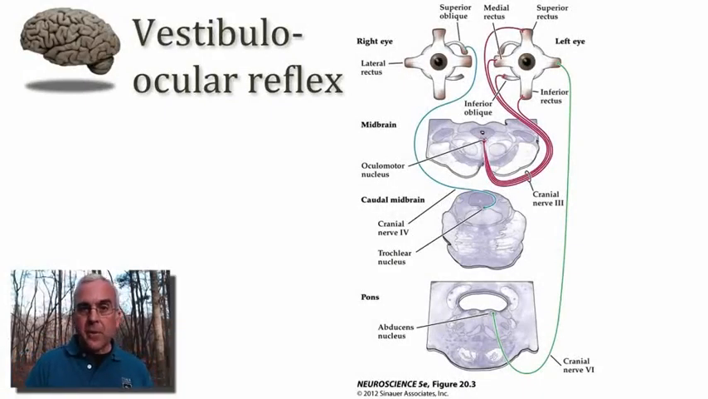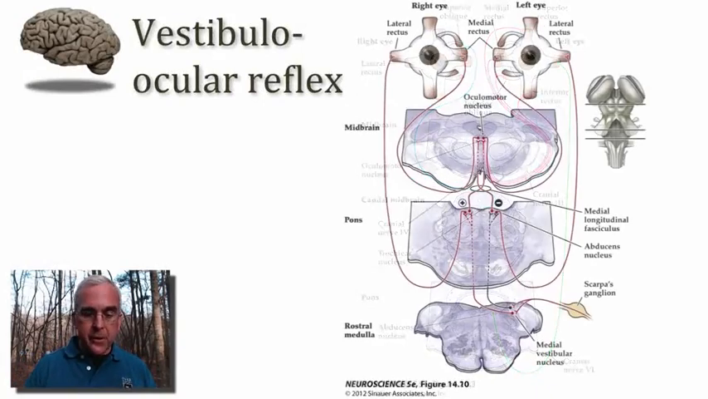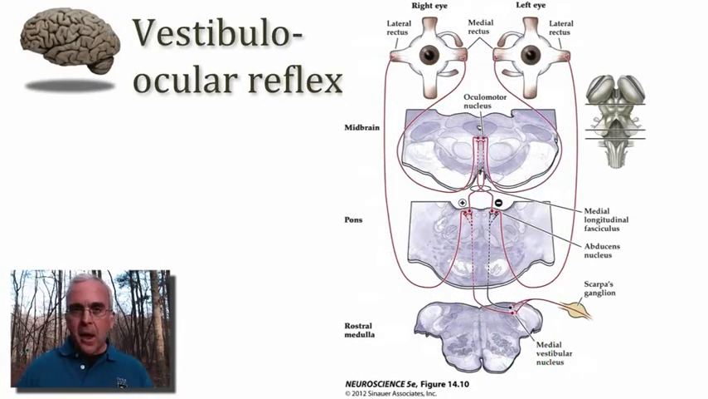So now we're ready to talk about the circuitry in the brainstem that mediates the vestibulo-ocular reflex. Before we get into the details here, I want you to understand the purpose and importance of this reflex. Imagine that you need to fixate on some near object, and I would encourage you to do so.